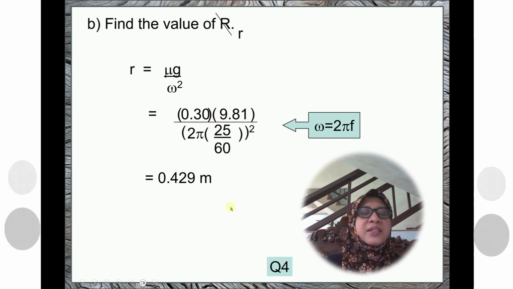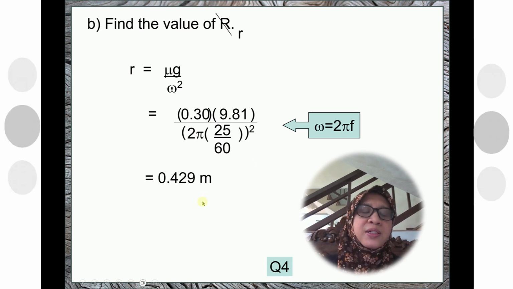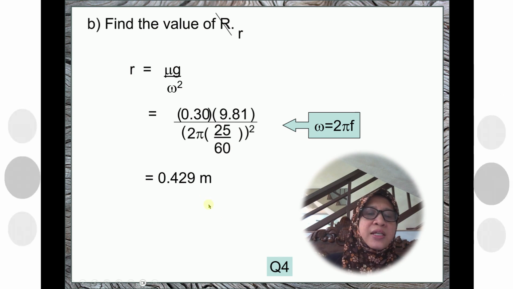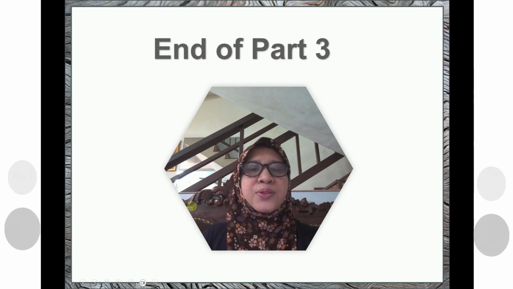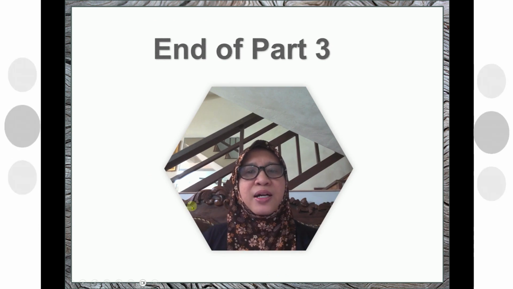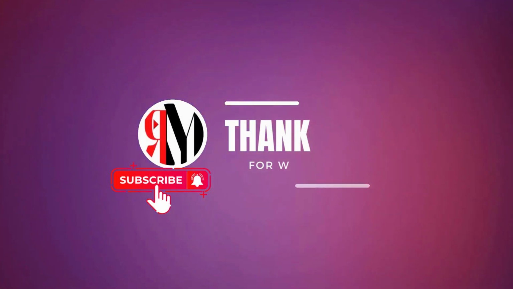So this is the distance for the object to stay stationary. It cannot be larger than this value. Okay, so that's all for part 3.